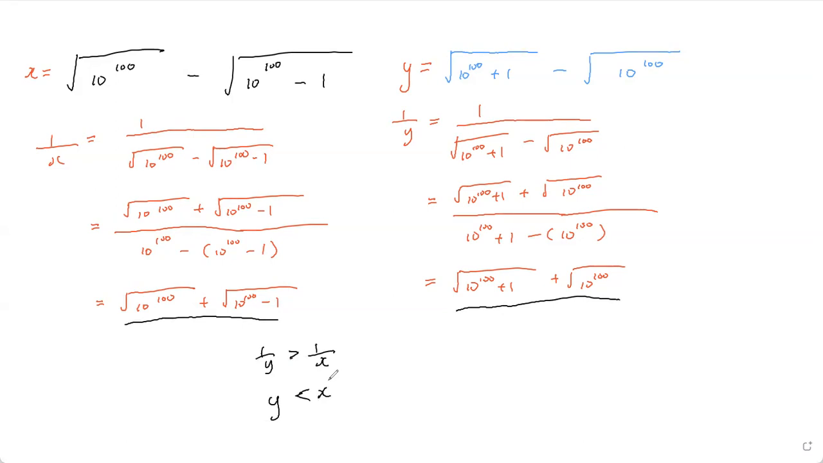So the number on the right, which is represented by y, is actually smaller than the number on the left, represented by x.